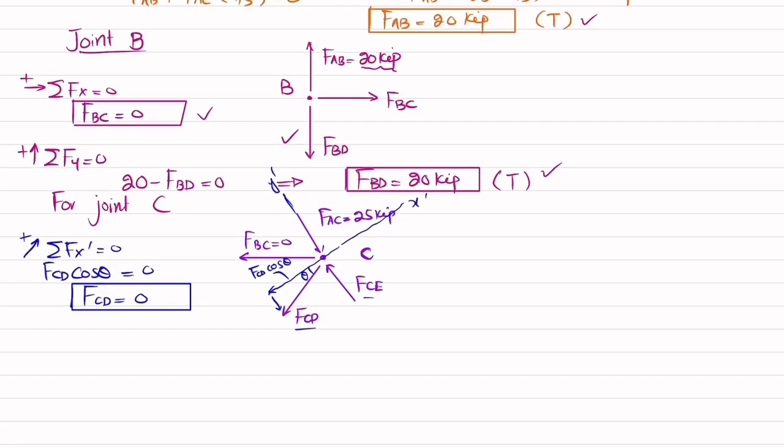Also, we will apply another equation of equilibrium, that the sum of all forces along y dash is equal to 0, and force in this direction is taken as positive. So you can see one is minus 25 and the other one is plus FCE is equal to 0. So from here, FCE is equal to 25 kip. Okay.